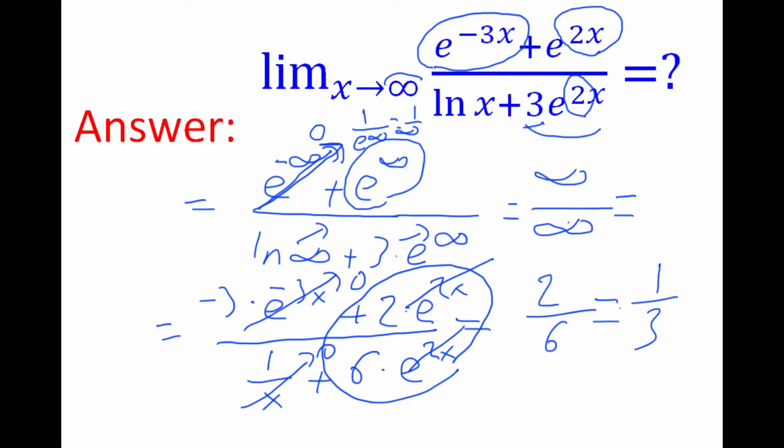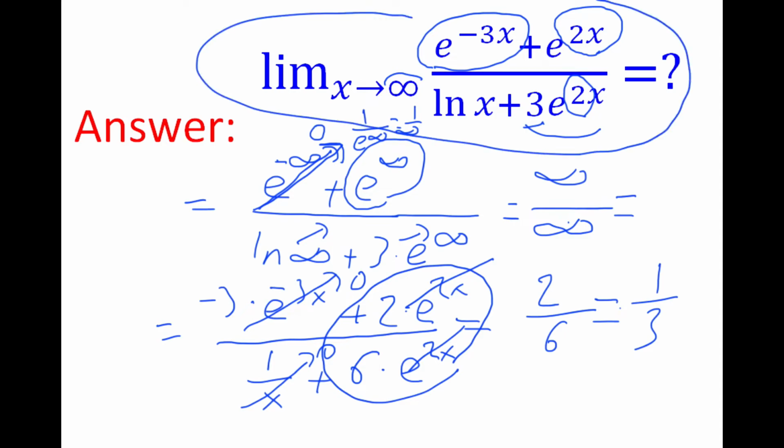Is there any other way to solve the question? Well, actually there is a second way. If you think about the question here, when x goes to infinity, guys, this part is 0 already, right? And for ln x, comparing ln x and 3 times e to the power of 2x, ln x goes slower than this e to the power of 2x, guys.